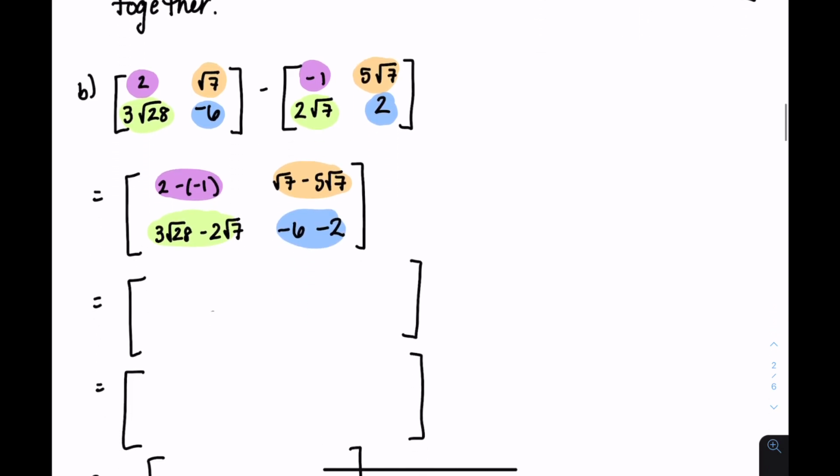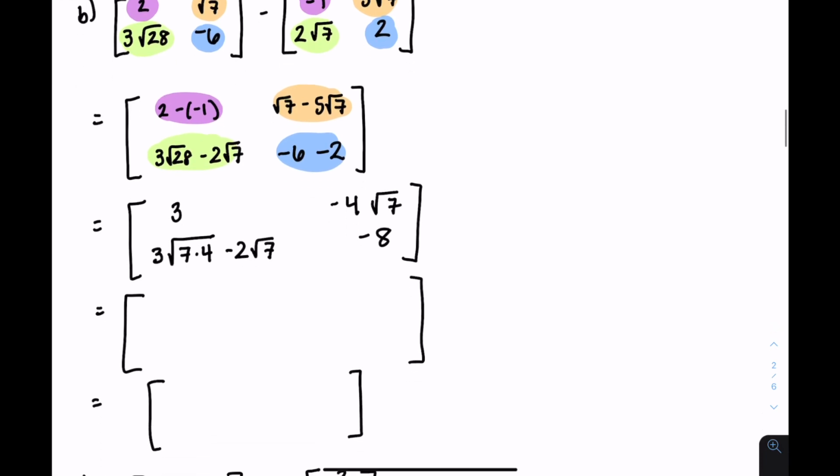So now it's a matter of just going through and actually performing each of these subtractions. 2 minus -1 is 2 plus 1, so that's 3. If I take root 7 and I take away 5 more, we've got -4 root 7. Now I can't combine the square root of 28 and square root of 7 right now, but I can break down that 28 into something that deals with a perfect square. So we get the square root of 7 times 4 underneath that radical. So we'll be able to break that down a little bit further. But then -6 minus 2, just a -8.